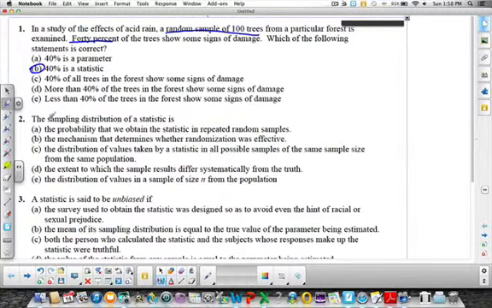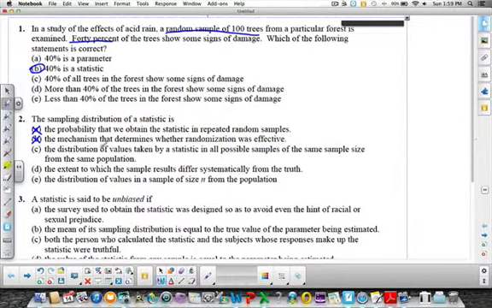So question 2, the sampling distribution of a statistic is the probability that we obtain the statistic in repeated random samples. No, there does need to be random sampling, and there does need to be repeated random sampling for a sampling distribution, but it's not the chance that we get a certain value of a statistic. So let's look at B. The mechanism that determines whether randomization was effective. Well, that doesn't have anything to do with repeated sampling, so it can't be B.